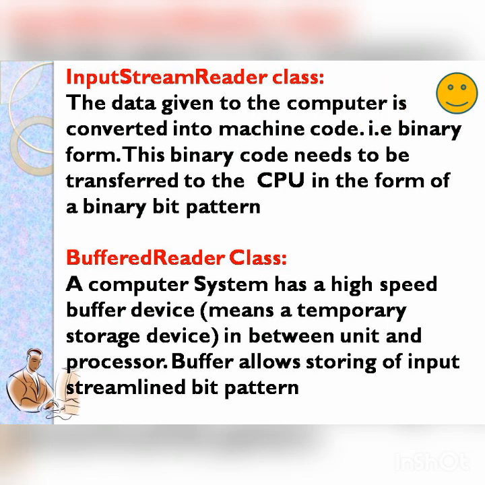The data given to the computer is converted into machine code, that is binary form. This binary code needs to be transferred to the CPU in the form of a binary bit pattern. Then the BufferedReader class. A computer system has a high speed buffer device, which means a temporary storage device in between the input unit and processor. So the buffer allows storing of the input stream's bit pattern.